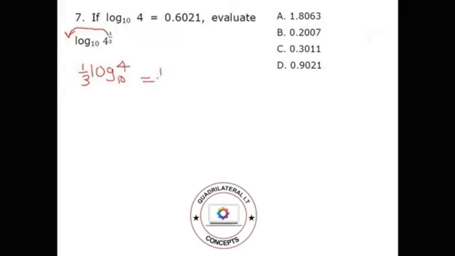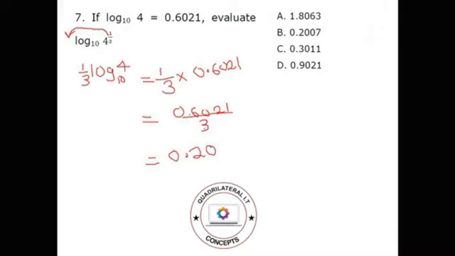So we have 1 over 3 log of 4 base 10. So we will just multiply 1 over 3 times the value of log 4 itself, and that is 0.6021. So when you multiply this now and you divide, you have 1 times 0.6021. Then when you divide it by 3, so let's divide.